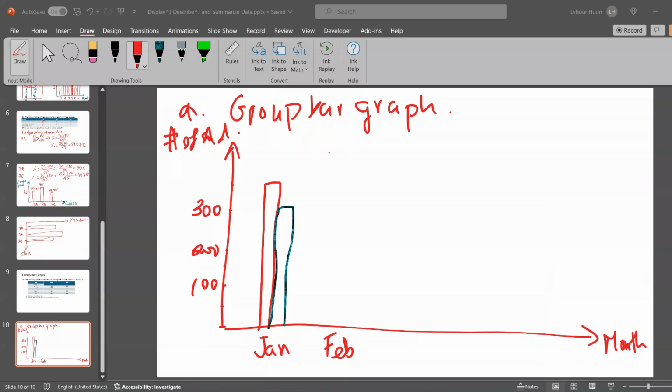Actually, this part also needs to be reviewed as well. After the group bar graph, we will have the pie chart. Maybe you have already studied it, but we'll review. Then after that, it will go to the mean, median, and mode, which we need to review as well. So this lesson should be reviewed as well. Okay, so continue with here.